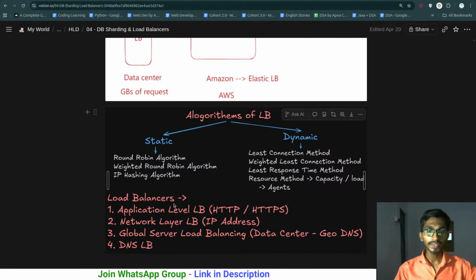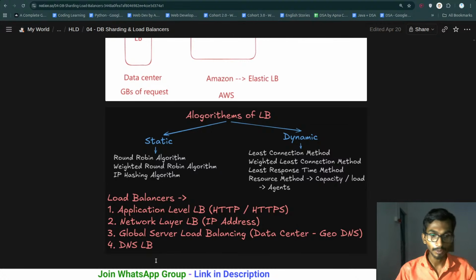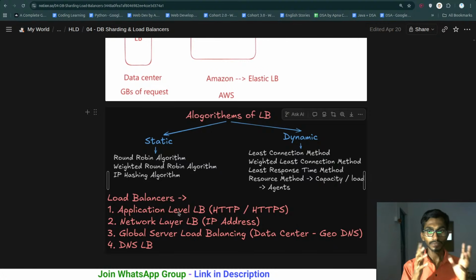When it comes to load balancers, we have application level load balancer, network level load balancer, global server load balancing, and DNSLB. Okay, let's talk about the application level load balancer. On the application level, your request is balanced, suppose in that particular case you are using HTTP and HTTPS. On the basis of the protocols, ultimately your request gets load balanced. On the network level, it is based on the IP address.